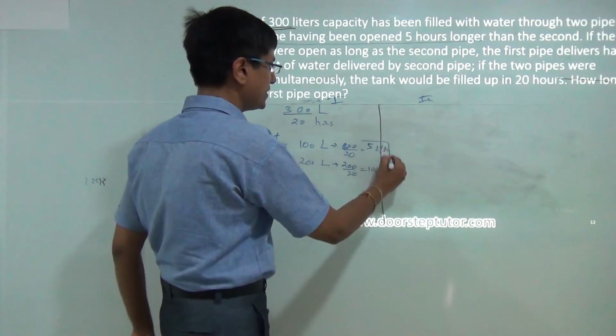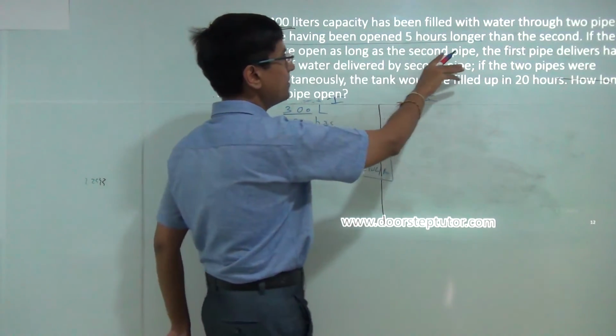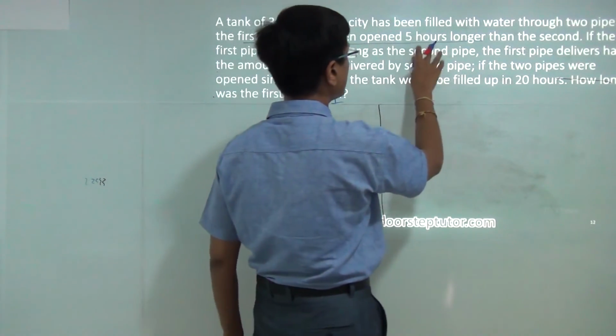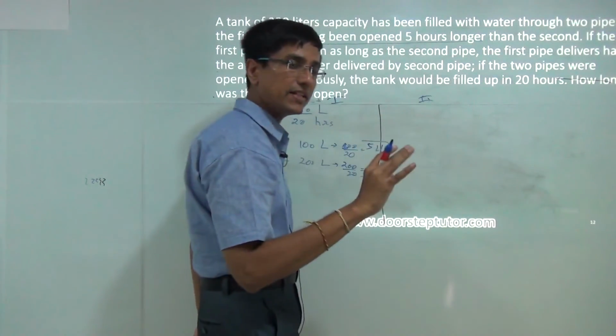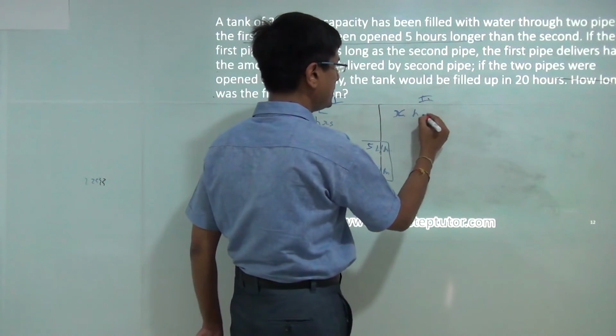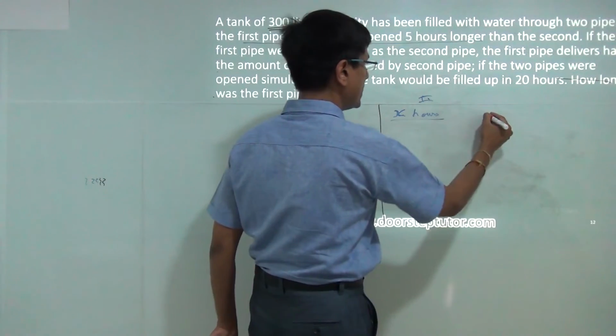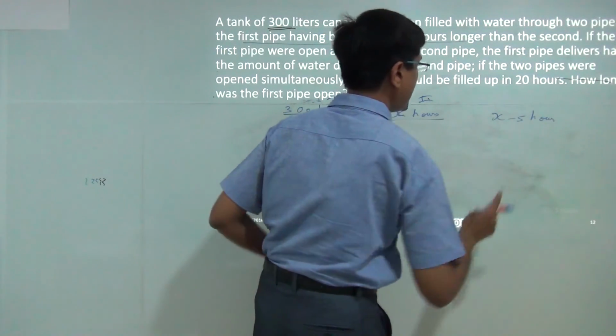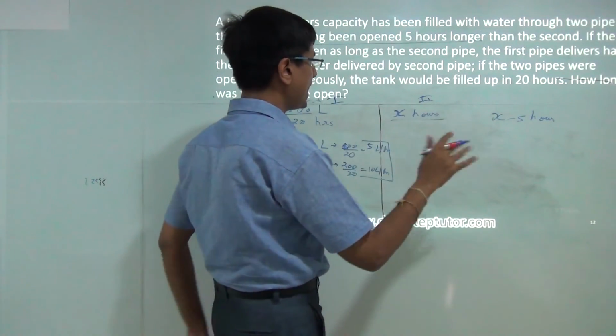So now we know the rates. Now what are we being told? We are told in the second scenario, the first pipe was opened 5 hours longer than the second. So let's say that the first pipe was opened for X hours. The second pipe was opened for X minus 5 hours. And again, they were able to fully fill the tank.